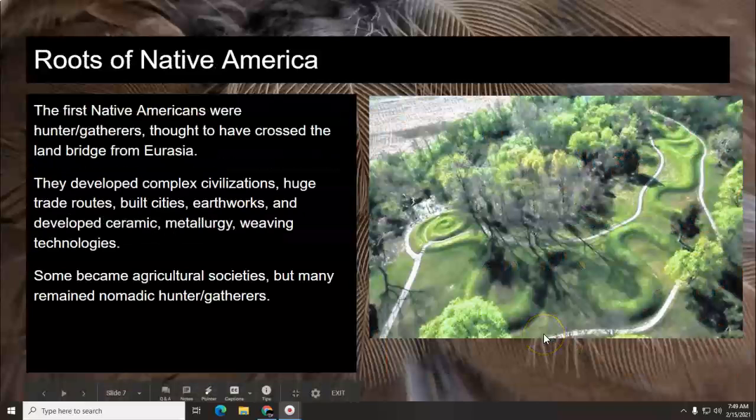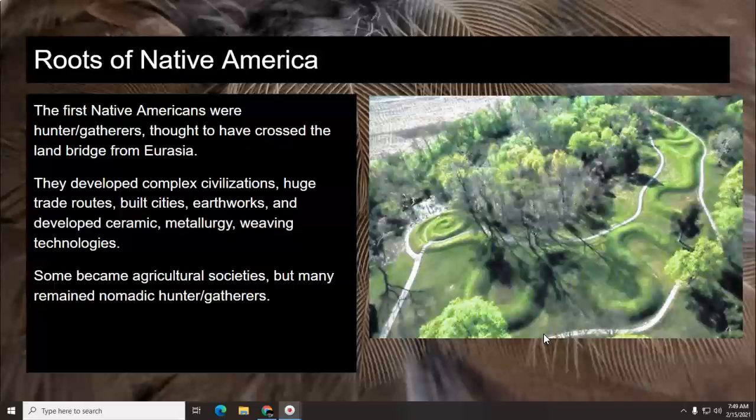The roots of Native America: the first Native Americans were hunter-gatherers, and they were thought to have crossed the land bridge from Eurasia. And when you're a hunter-gatherer, that means that you move around with the seasons, you move with the herds. Everything that you eat and use, you find. You don't farm, you don't herd animals, you hunt the animals, and then you forage for plant products and other things.